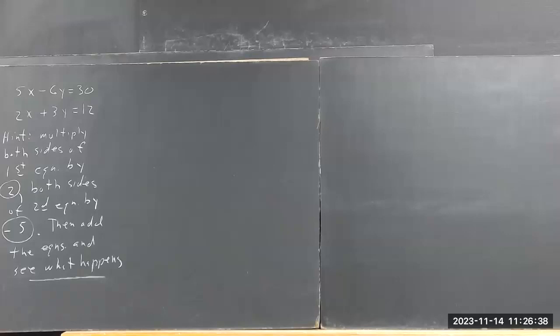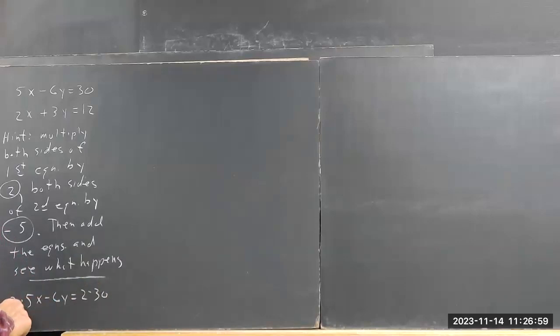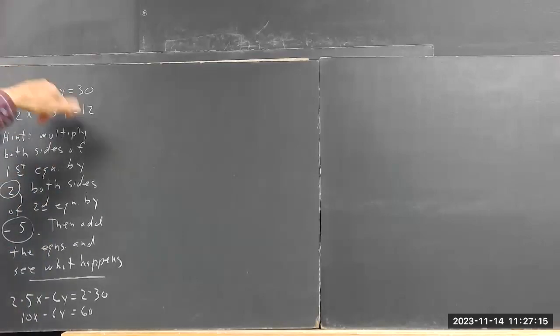Okay, now one thing I see is when you multiply by the left side, people are writing down something like this: 2 times 5x minus 6y equals 2 times 30. And you're multiplying the 2 by the 5x, which gives you 10x. And then you got your minus 6y equals 60. Well, that's wrong because you didn't multiply this 2 by the whole side. You should multiply both sides, not just multiply the first term on the side.